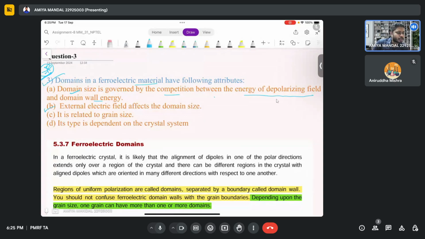It relates to the grain size. No, domain is not related to the grains, so it should not be correct. And its type is dependent on the crystal system. Of course, it's also correct.